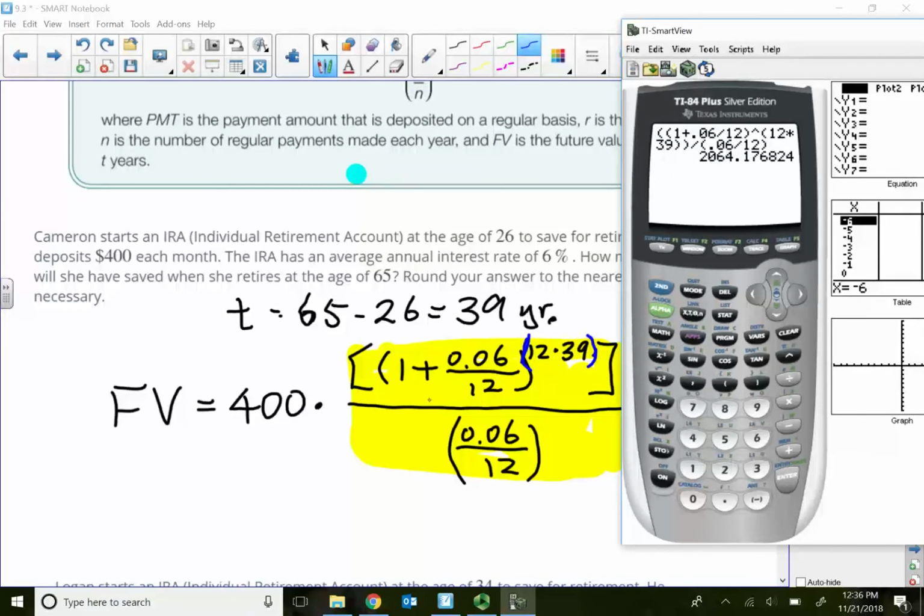264 something. So that's the whole. This is the answer for this thing I highlighted in yellow. Now times my payment, 400, that's up front. Oops, sorry. My future value is going to be $825,670.73.